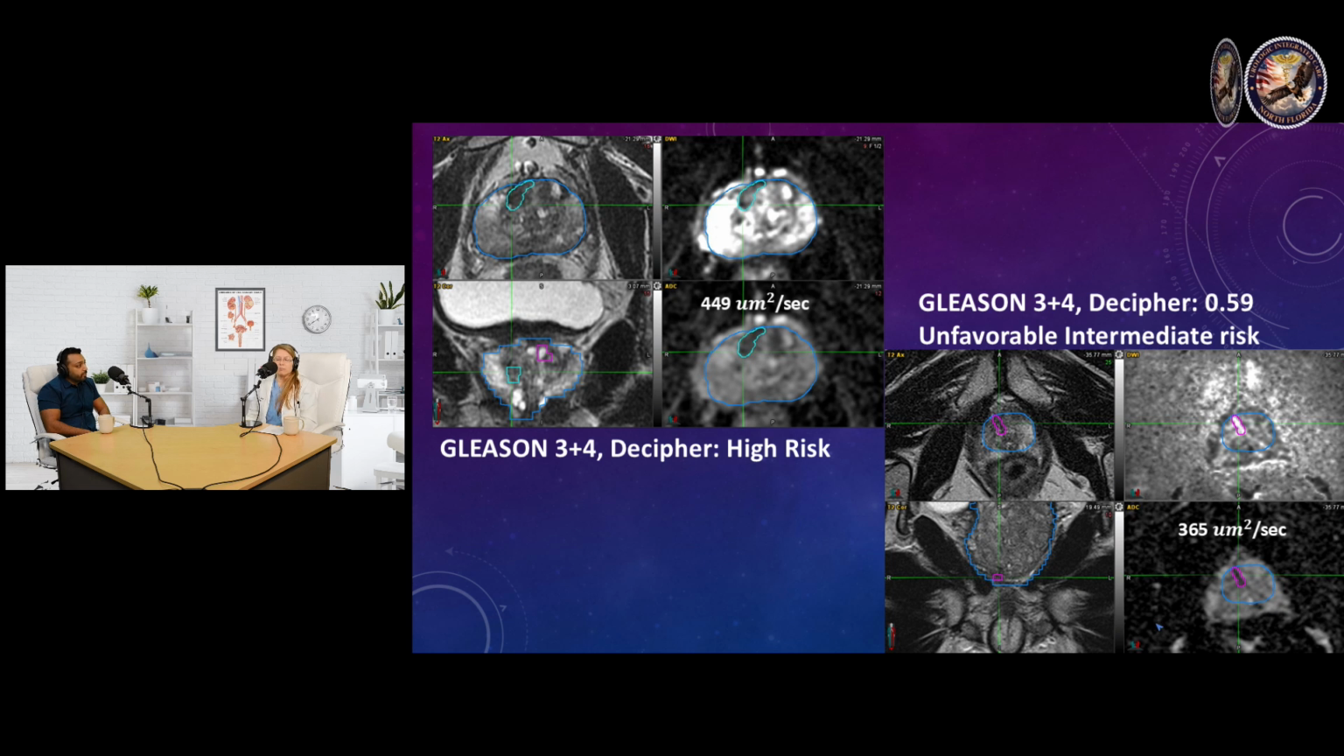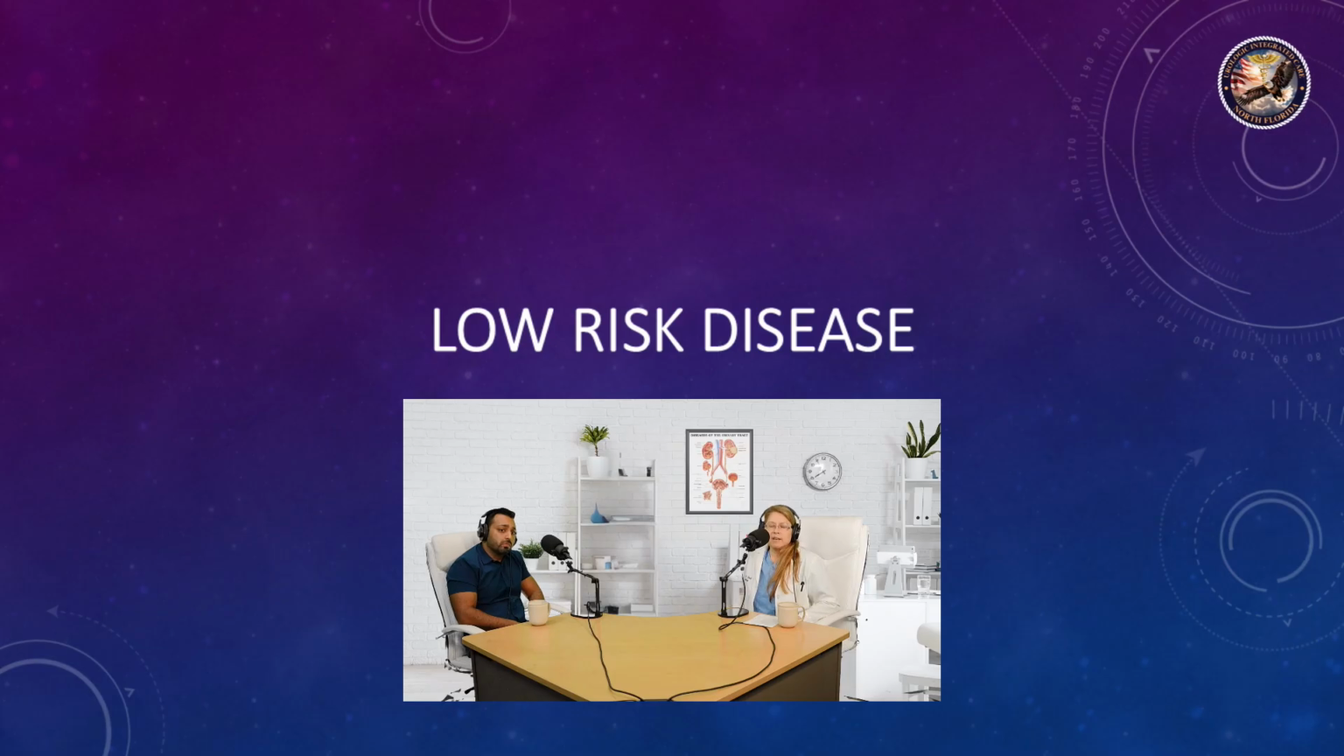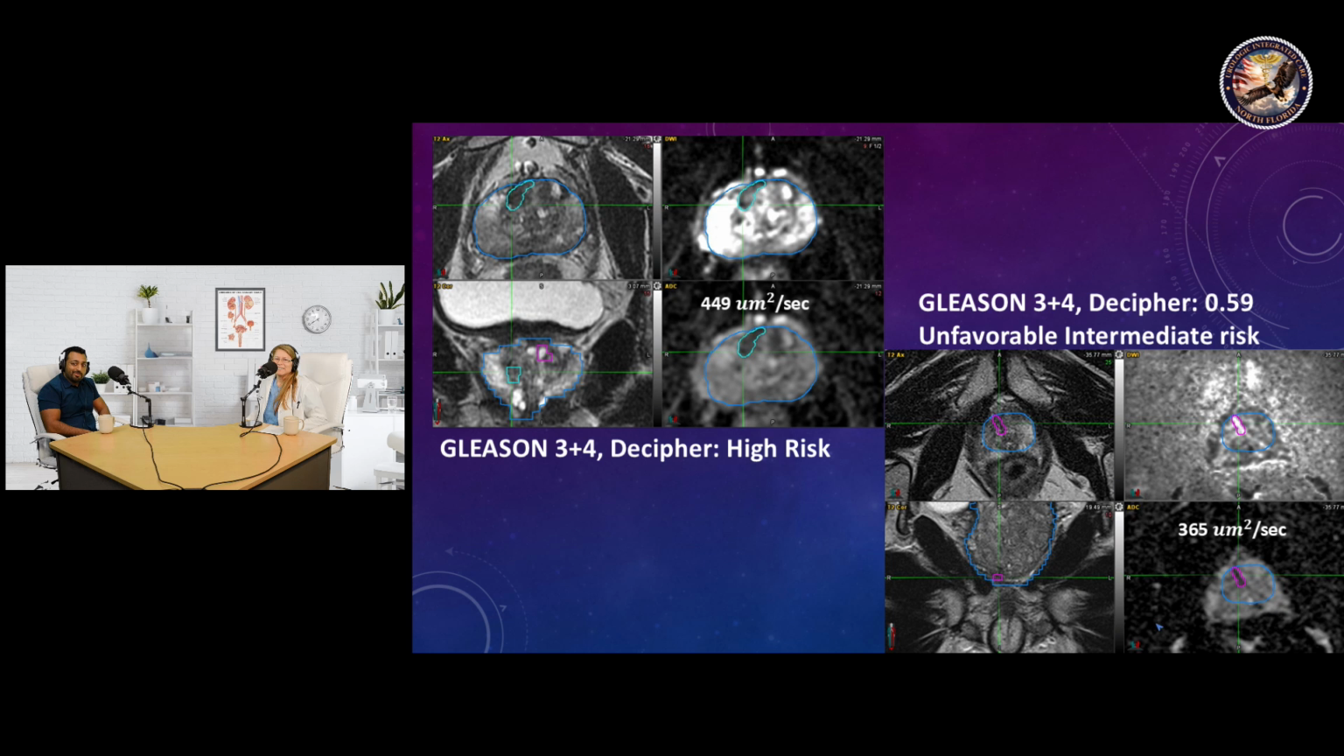And this was a Gleason 3+4 with high risk Decipher. Next to it, we had, can you go back to the slide before? Okay. This was an unfavorable intermediate risk. Again, this was a very small area in the transitional zone. It's a Gleason 3+4. The Decipher was 0.5, an unfavorable intermediate risk tumor.